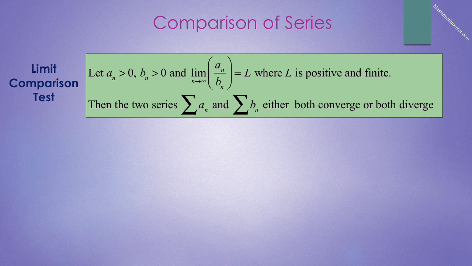In English, this is what the limit comparison test says. You have a series a sub n that you'd like to determine whether it converges or not, and it has all positive terms.